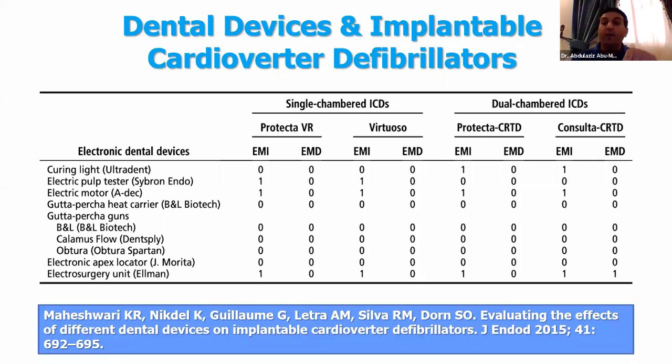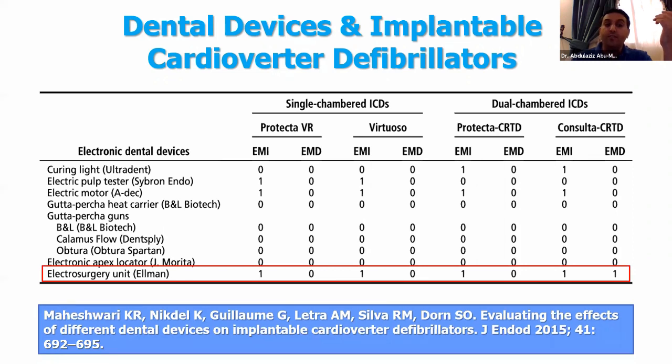The worst thing, if you have EMD, which is the electromagnetic disturbance, that means it disturbs the function of the machine. Among all of these, the pulp tester and the gutta-percha heater and the other things are only an interference. The worst thing is the electrosurgery. That's the one that should be avoided, avoided to be used with a patient with a cardiac pacemaker or defibrillator.